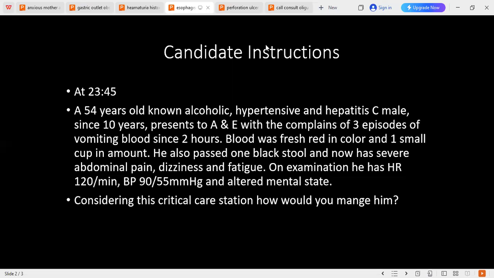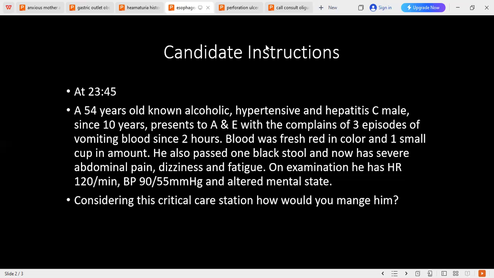Please tell me what are the differential diagnoses you'll consider after reading the stem? My differentials are esophageal varices, which is due to portal hypertension caused by liver cirrhosis, Mallory-Weiss tear, Boerhaave syndrome, and bleeding peptic ulcer.